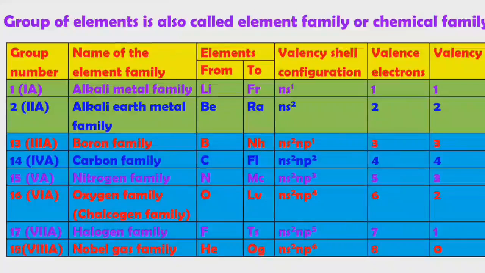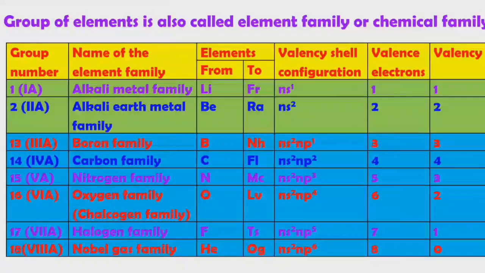Their valency is 3. Sixth A group elements are also called oxygen family or chalcogen family. They start from oxygen and end with livermorium. Their valency shell electronic configuration is ns2 np4. They contain 6 valency electrons. That's why they will gain 2 valency electrons. Their valency is 2. Seventh A group elements are also called halogen family. They start from fluorine to tennessine. Their valency shell electronic configuration is ns2 np5. They contain 7 valency electrons. That's why they will gain 1 electron.